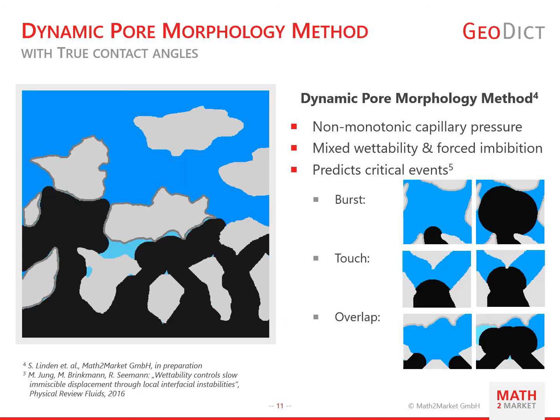In order to tackle this, we developed the dynamic pore morphology method to extend the quasi-static approach with a dynamic fluid interface movement. This dynamic method features the following. At first, the computation of non-monotonic capillary pressure curves. Secondly, the computation of forced imbibition and ultimately the consideration of mixed wettability. Finally, the method now predicts critical pore filling events as published by Young et al. in 2016. These may now be observed in this animation.